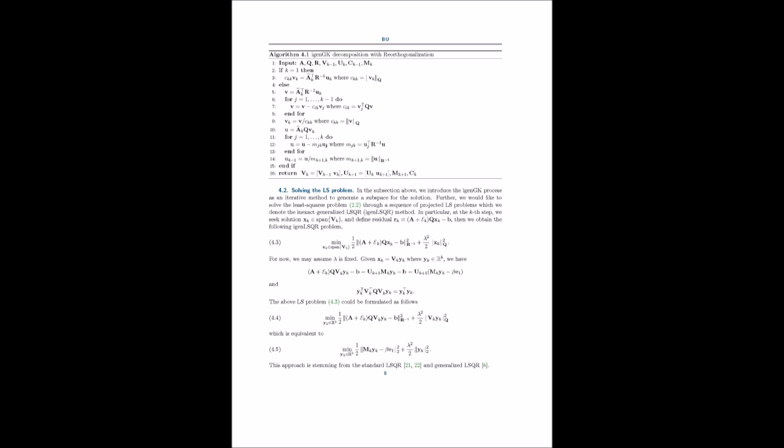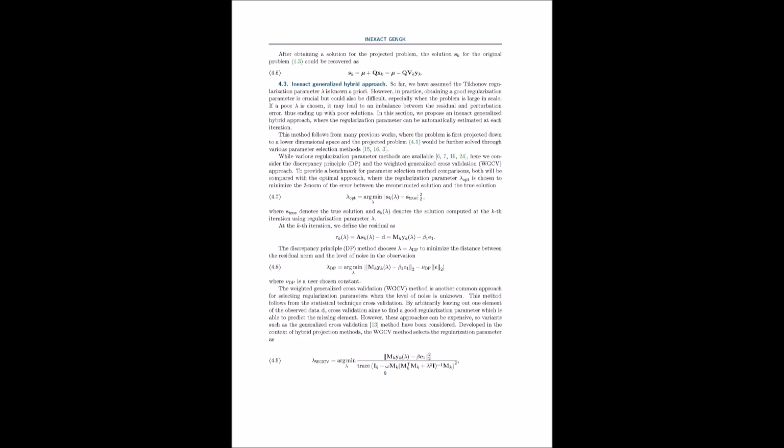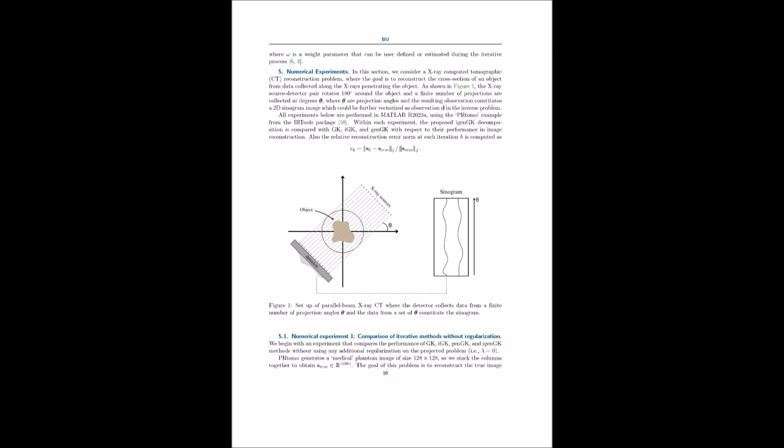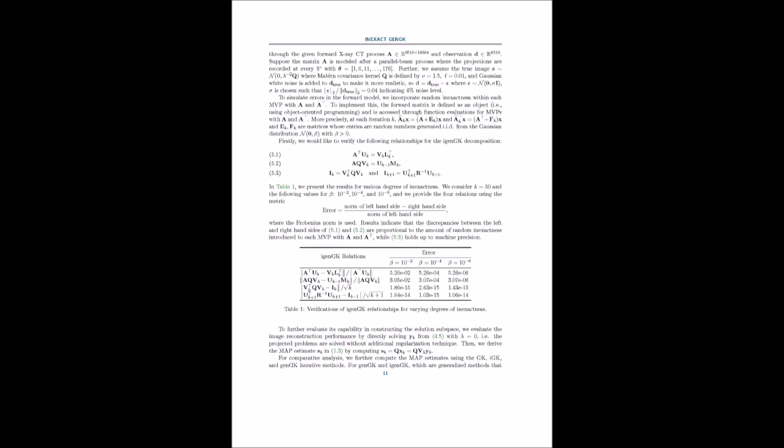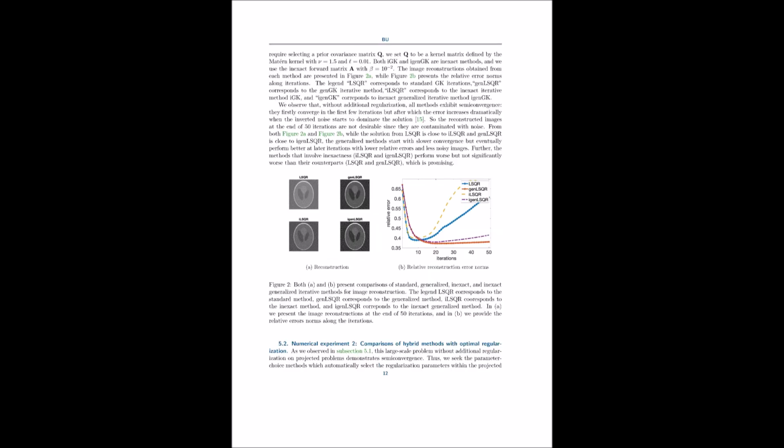But before jumping into the reconstruction, they first made sure some key mathematical relationships held up for the igenGK decomposition. So they were checking their math, making sure everything was solid before actually putting it to the test. Right. Table 1 in the paper shows that the discrepancies between the expected values and the calculated ones were kind of proportional to how much inexactness they introduced. So the more wobbly their virtual X-ray machine, the larger those discrepancies. But the key relationships still held up pretty well overall. Yeah, for the most part.